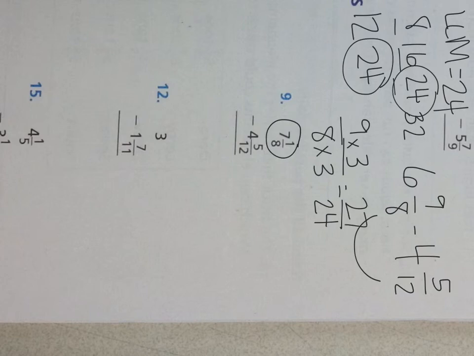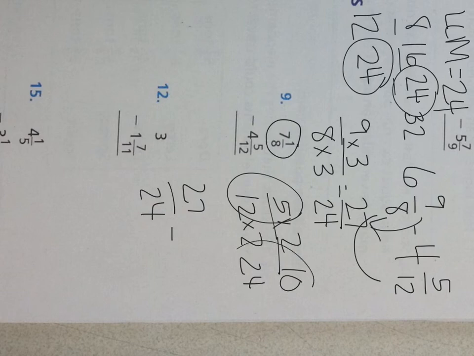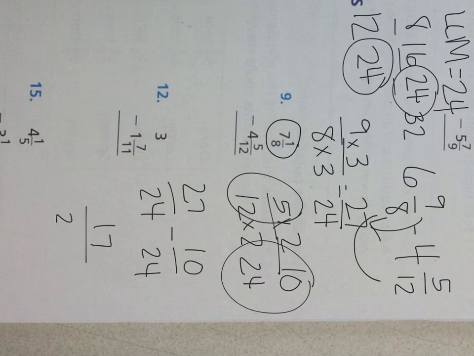Now I need to change my 5/12. So 5/12. And remember, we are trying to get a denominator of 24. So 12 times 2. So 5 times 2 is 10. So now I have 9/8 is now 27/24 minus 5/12 is now 10/24. And now I get to subtract. 27 minus 10 is going to be 17/24, which is great because I know that I cannot simplify because 17 is a prime number, meaning nothing else can go into it but 1 and 17.